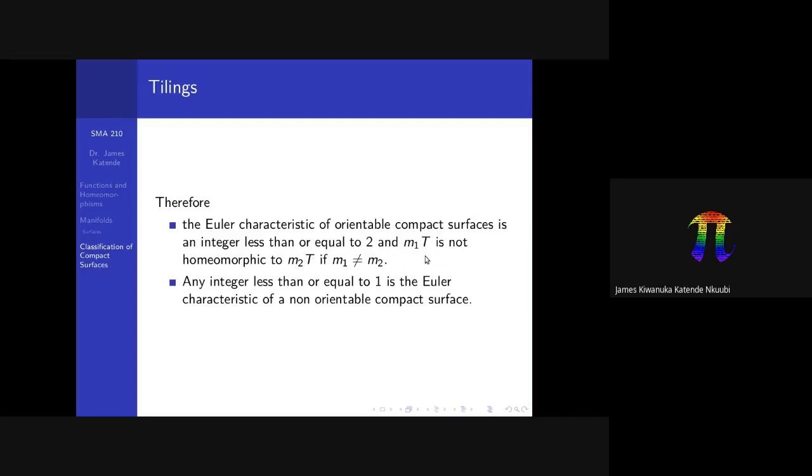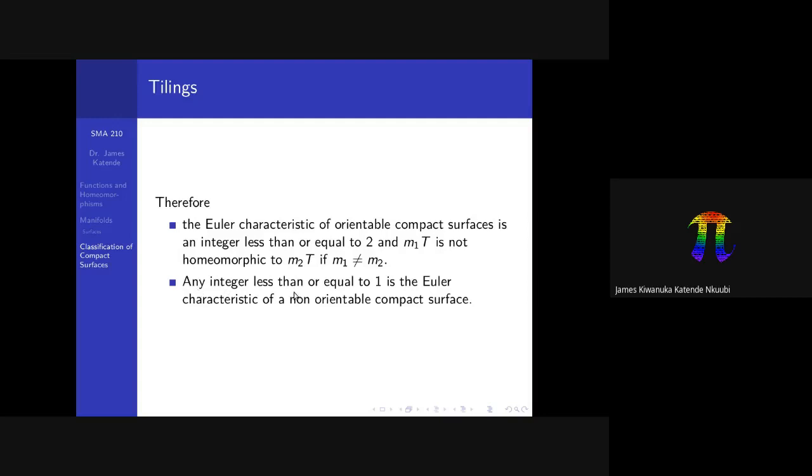Now we also check that if you have 2 different values for M1 and M2, then these 2 compact surfaces, M1T and M2T, will not be homeomorphic because they will not have the same Euler characteristic. Because we said they can only be homeomorphic if they have the same Euler characteristic. But remember again that just having the Euler characteristic alone is not enough to conclude that they are homeomorphic.